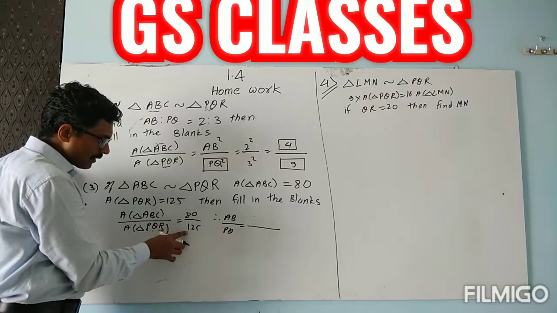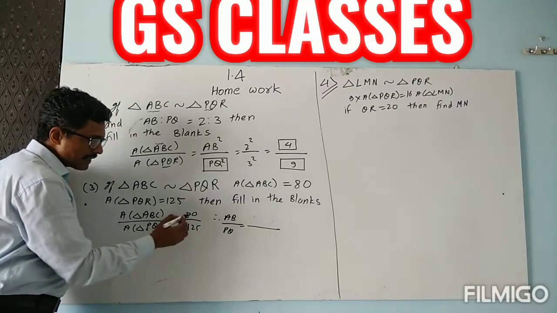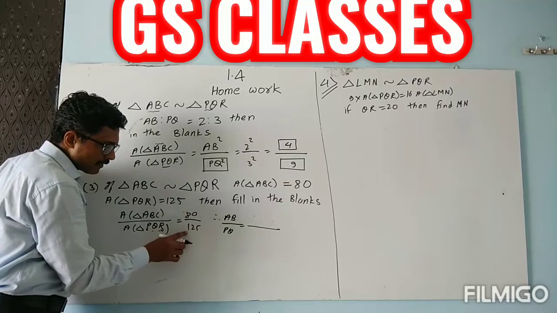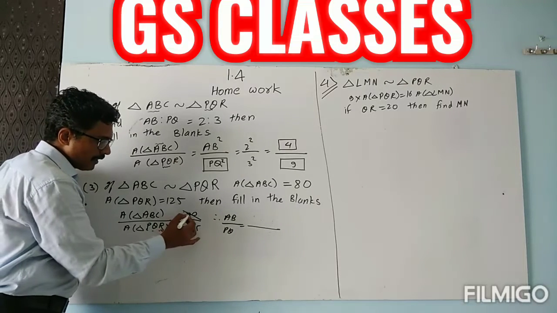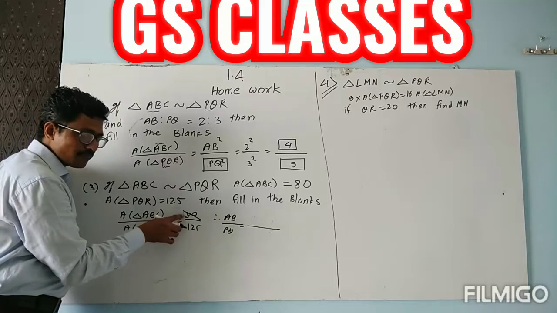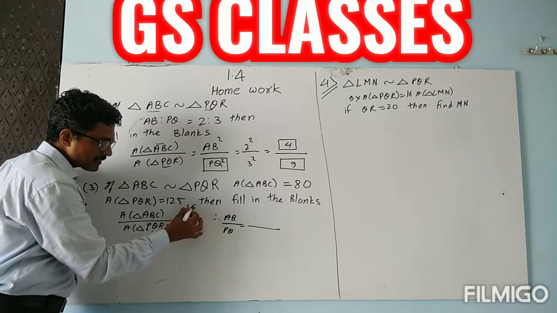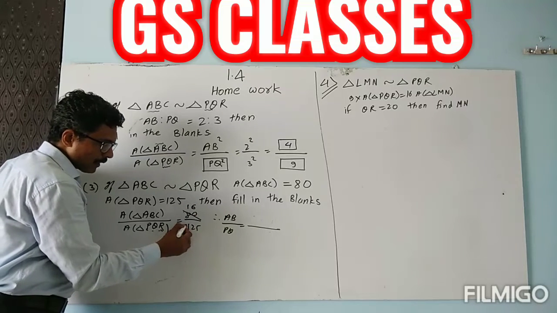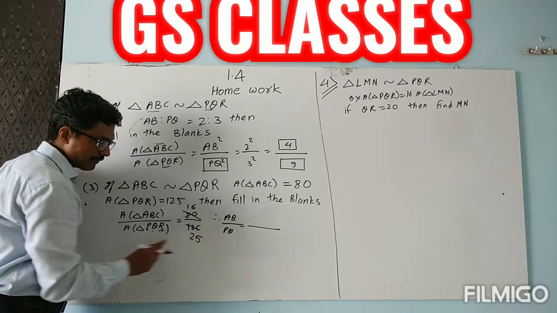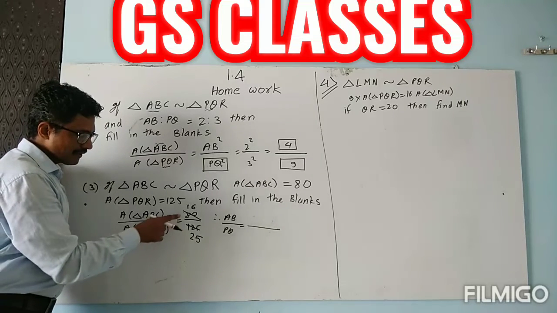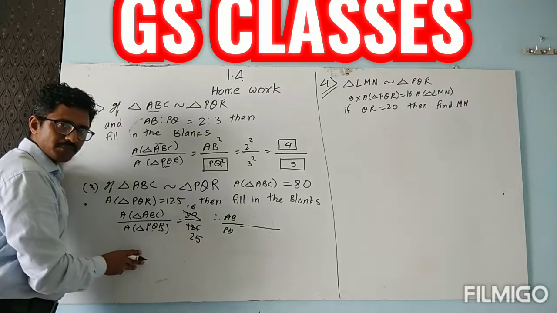We have to now write the value for AB and PQ. Children, here 80 and 125, if I cancel, because they both are multiples of 5. So 80, if you divide by 5, you will get 16. And 125, if you divide by 5, you will get what? 25. You can try. If you divide it by 5, you are getting 16 and here you are getting 25.